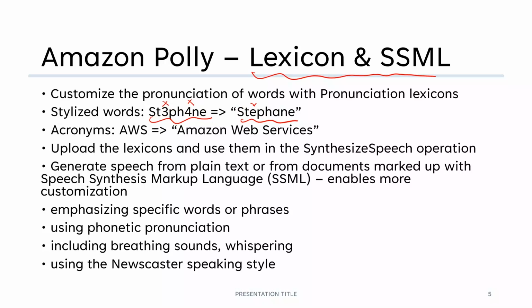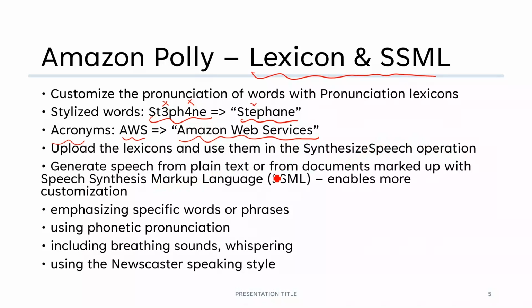So if you provide this as some information, then Amazon Polly will understand, okay, here I have to replace this character and here I have to replace this character. The second thing is about acronyms, for example AWS. You want to keep an acronym for AWS, and whenever you say AWS, it will automatically say Amazon Web Services. Upload the lexicons and use them in the synthesize speech operation. So you have to upload all your lexicons and your acronyms that you want to use, and basically Polly will speak it out for you.